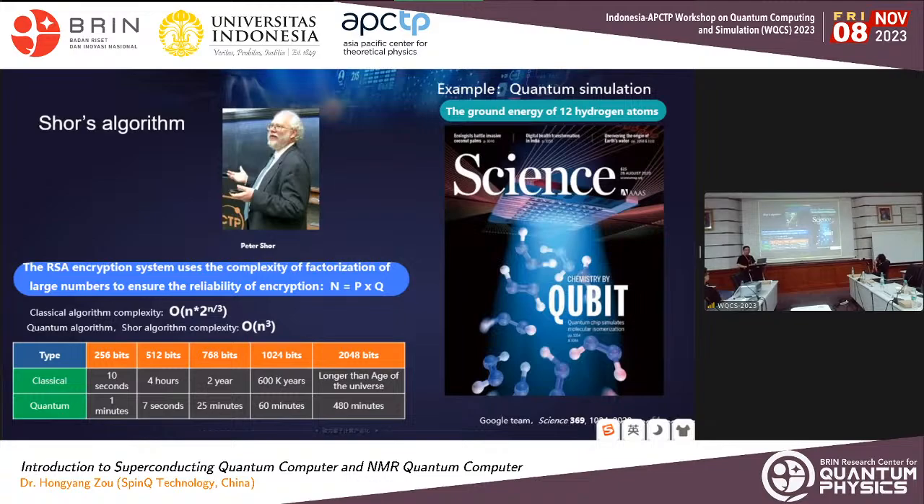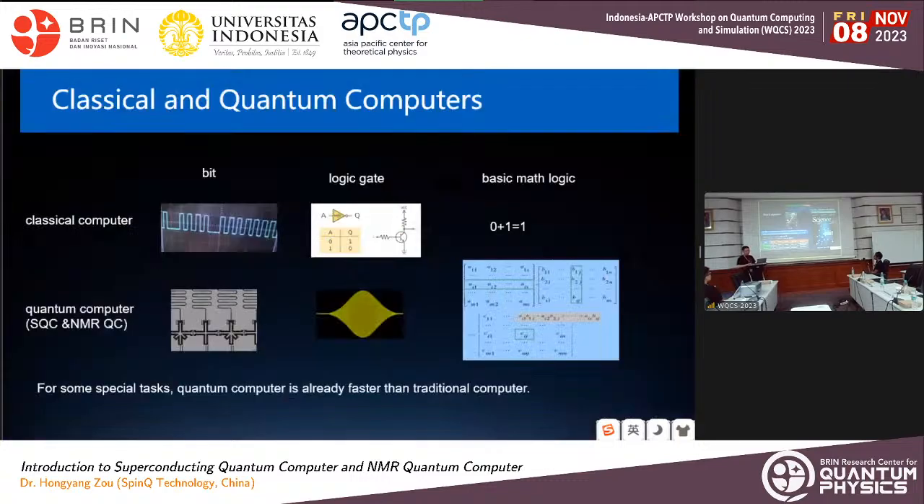And so we have said something that a quantum computer can do, but then what is a quantum computer good at? It's good at some complex problems like the factorization of large numbers, or simulation. Like using Shor's algorithm, we can reduce the algorithm complexity dramatically, and this has a big influence on the encryption system that we are using every day. On the right side, it's from this Science cover, a paper that simulates the ground state energy of a hydrogen atom.